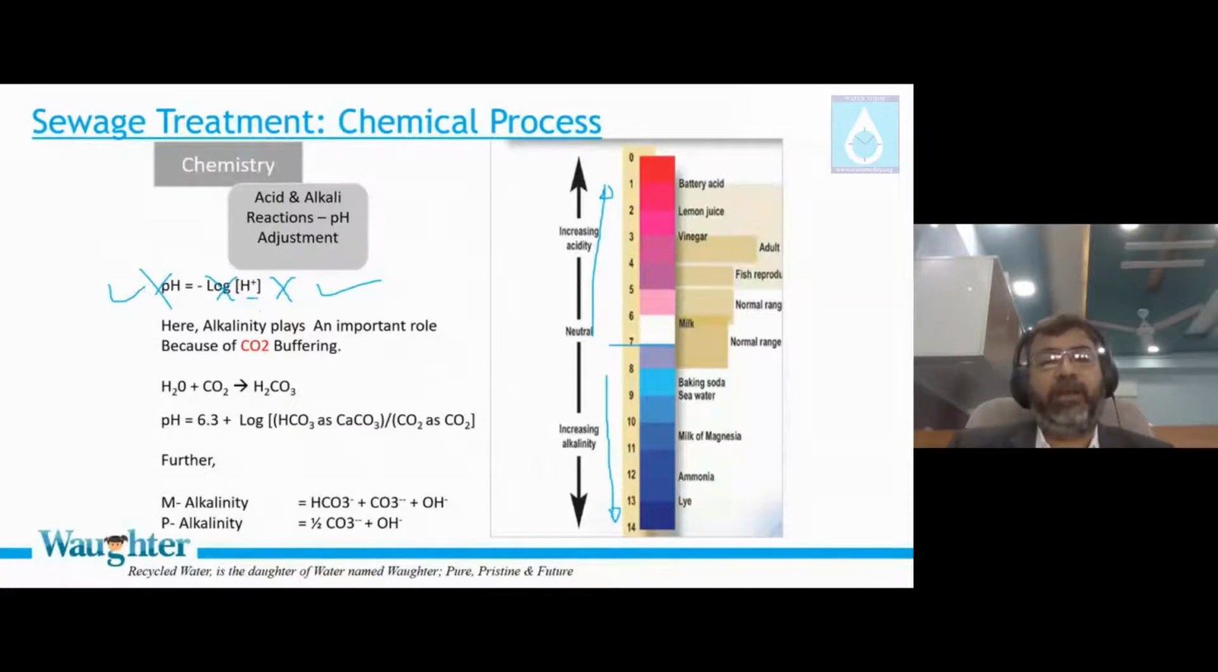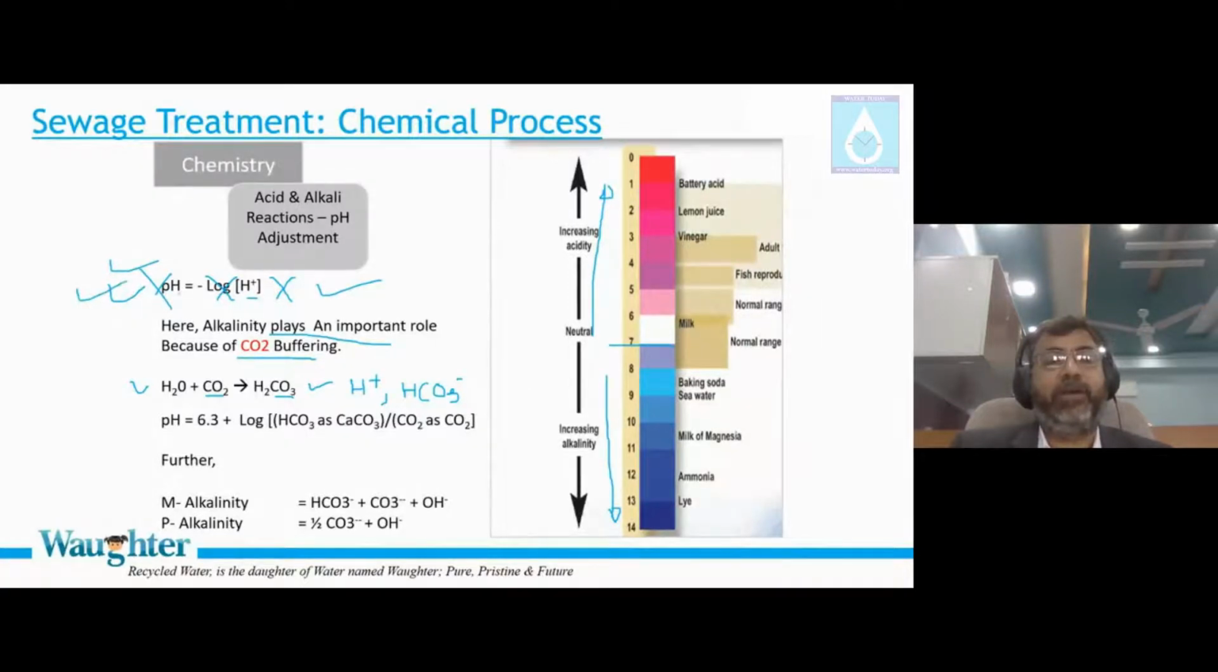In our water, alkalinity plays an important role because of CO2 buffering. So water plus carbon dioxide is H2CO3. So here CO2 is a gas, but here CO2 is a molecule. And this molecule can have conductance by H plus, comma, HCO3 minus. Okay, you understand? So if this material is like this, then it doesn't affect this scale. But if this same material is like this, then it is affecting this scale.